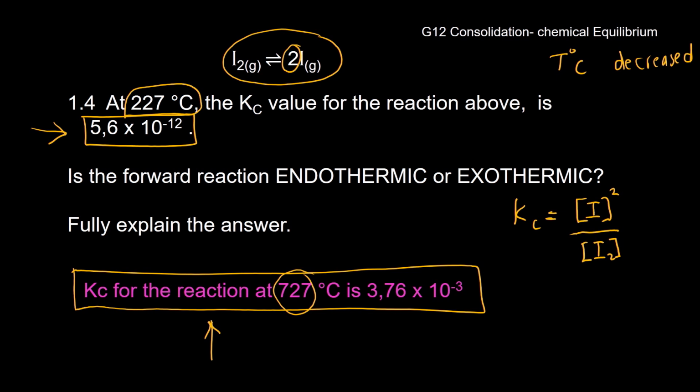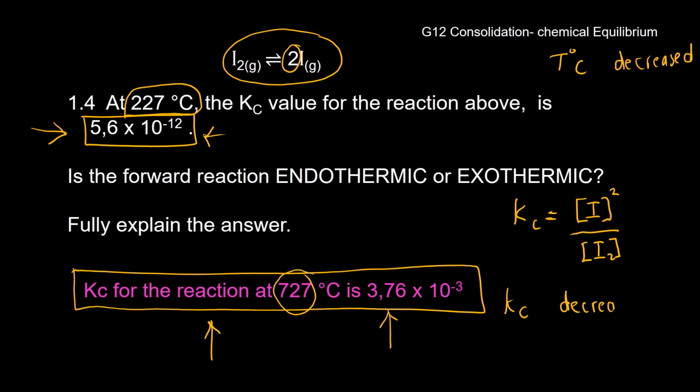What is happening to the Kc value? So the first Kc value is that one there. So the Kc value is 3,76 times 10 to the minus 3. It has not got a unit because we're talking about a ratio or a comparison. It is decreasing. Have a look at that. The Kc value has dropped to 5,6 times 10 to the minus 12. So the Kc value has also decreased.